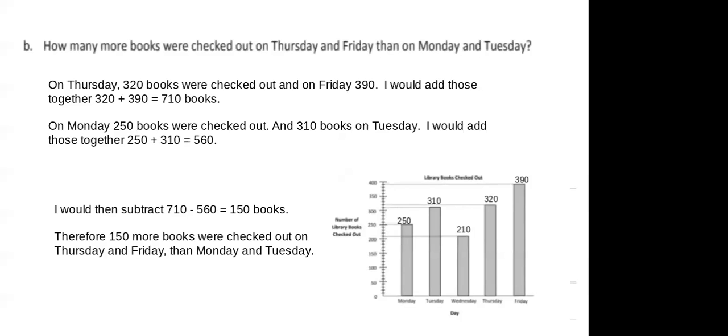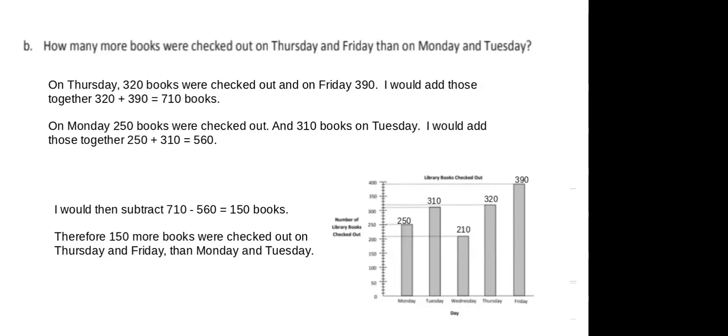Okay, on Thursday, 320 books were checked out, and on Friday, 390. I would add those together. 320 plus 390 equals 710 books. On Monday, 250 books were checked out, and 310 books on Tuesday. I would add these together. 250 plus 310 equals 560. Then, to find the difference, I would need to subtract 710 minus 560, which would equal 150 books. Therefore, 150 more books were checked out on Thursday and Friday than on Monday and Tuesday.